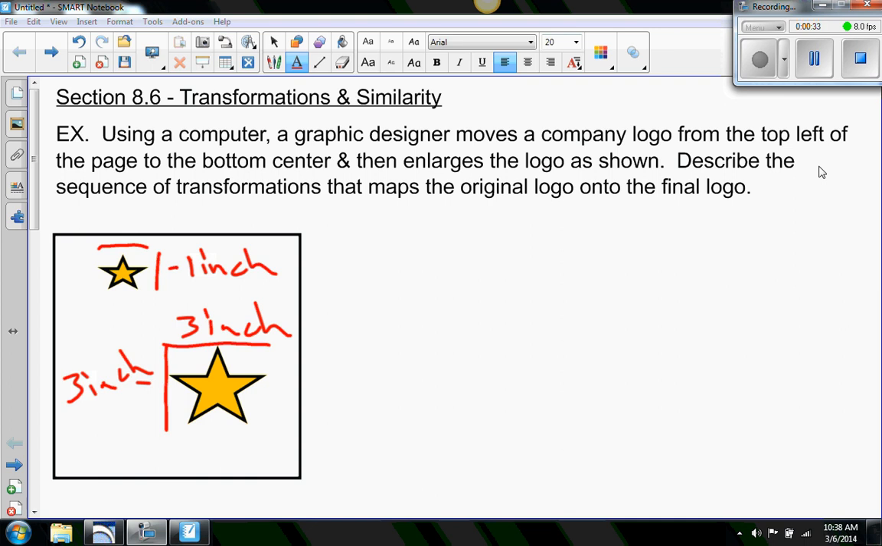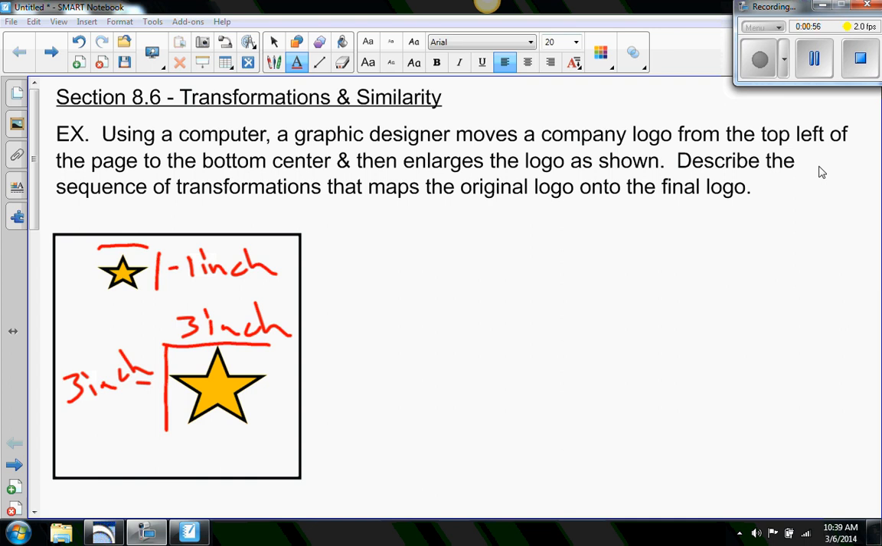This first one says, using a computer, a graphic designer moves a company logo from the top left of the page to the bottom center. And I didn't quite center mine, but you get the picture. And then it enlarges the logo as shown. Describe the sequence of transformations that maps the original logo onto the final one. So the smaller one onto the bigger one. And you can only be as specific as the information that is given to you.